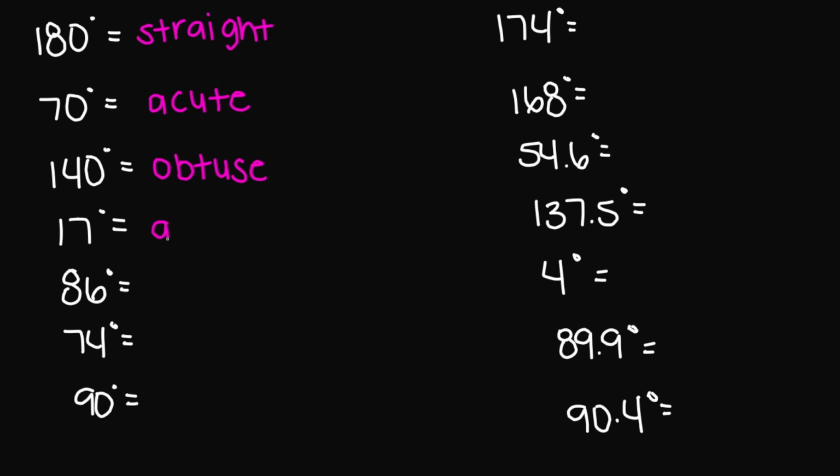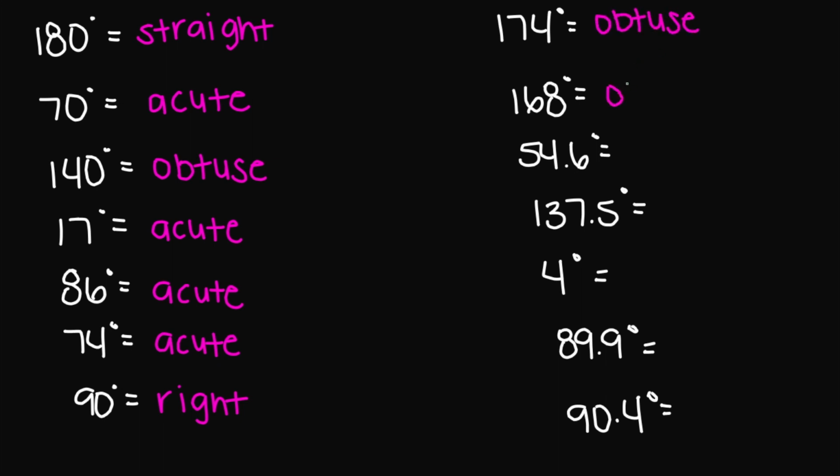17 degrees, this is going to be acute because this is less than 90. 86 degrees, this is acute because this is also less than 90. 74 degrees, this is also acute because this is less than 90 degrees. 90 degrees, this is going to be a right angle because, remember, right angles have an angle that is exactly 90 degrees. 174 degrees, this is going to be obtuse. 168 degrees, also obtuse because these are greater than 90. 54.6 degrees, this is going to be acute because this is less than 90.